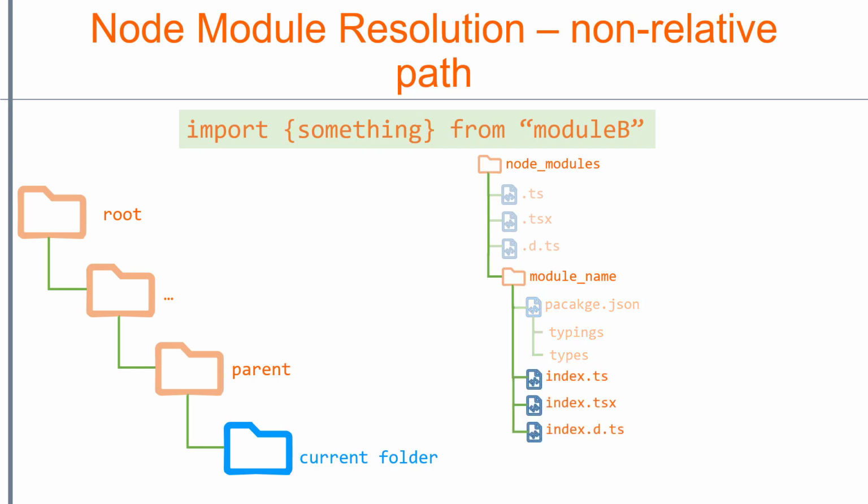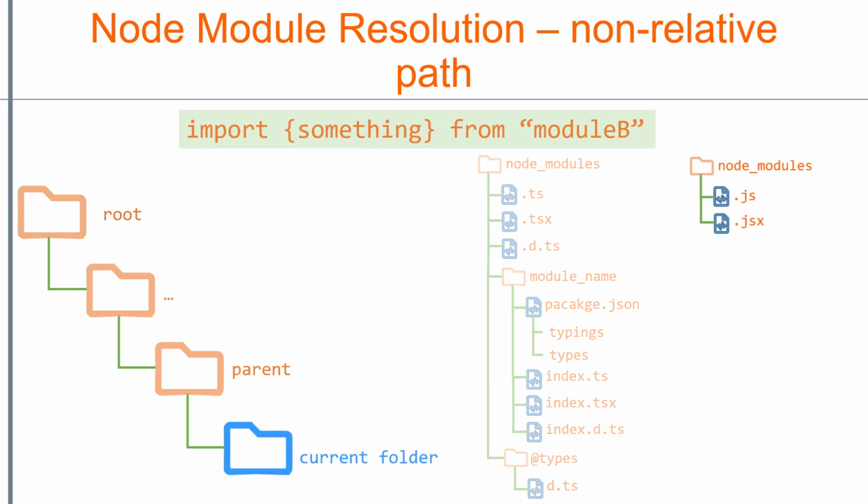Again, TypeScript uses node module resolution recursively to find the file. If still not found, it looks for a TypeScript file called index in the module B folder inside the node modules folder. Then it looks for a module B type definition file in the @types folder inside the node modules folder. If it could not find any of those files, then it moves up in the folder hierarchy one level at a time and applies the same search mechanism. It continues the search until it reaches the root folder. If none of those files are found, it moves to the current folder and looks for a JavaScript file called module B inside the node modules folder.